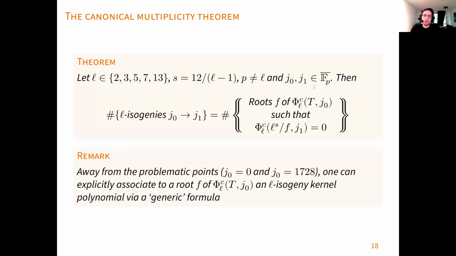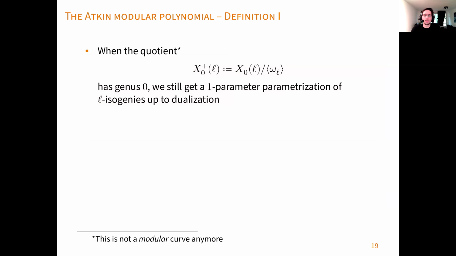So this is the canonical modular polynomial, but there are also 2 other ones that we want to look at. And the next will be the Atkin modular polynomial. What we can do now is we have this Fricke involution. So we can just quotient out by this, which essentially means that we still look at l-isogenies, but now only up to identifying them with their dual. And when this curve has genus 0, its function field will still be generated by a single function. Notably, however, this will not be a modular curve anymore because it's not given by a congruence subgroup of SL2 Z. But that doesn't, of course, prohibit us from trying to work with this curve.